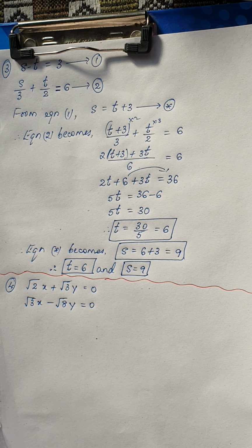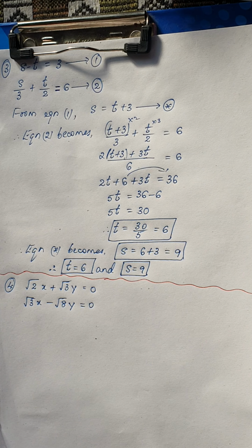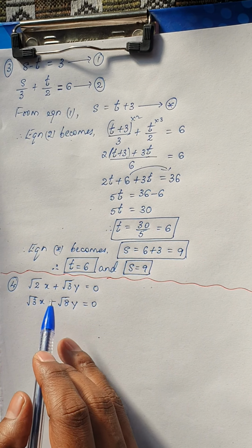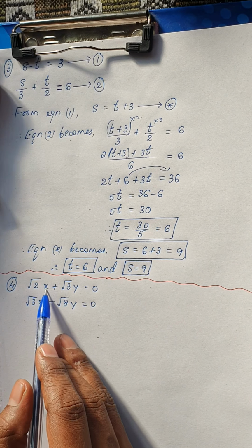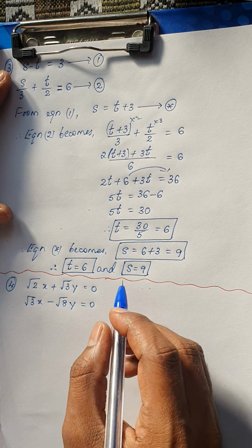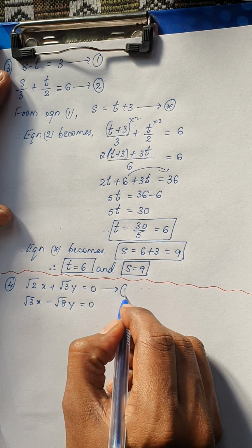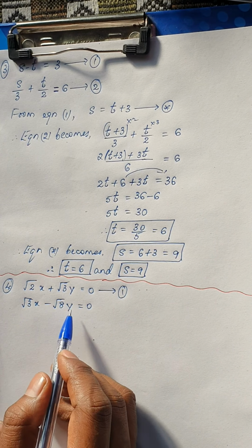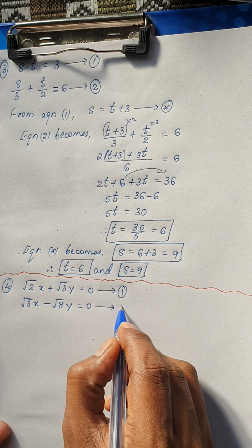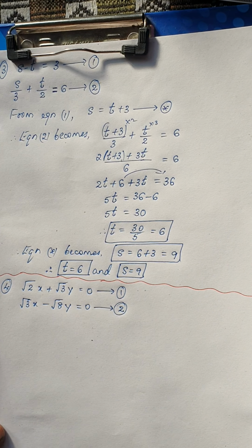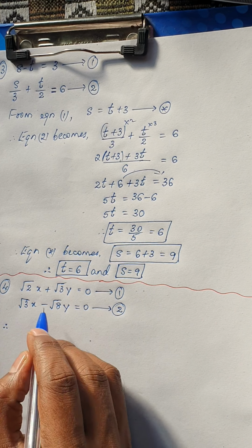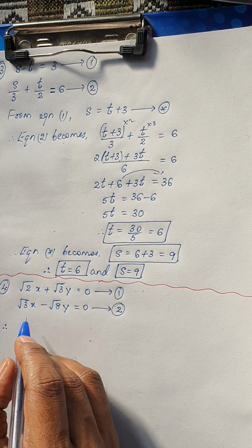Okay, dear students, I am going on to the next question here. This is also an exercise question. I have root 2 x plus root 3 y is equal to 0. He has given it as equation 1. And I have root 3 x minus root 8 y is equal to 0. So let me consider it as equation 2. Okay. Therefore, now because I have negative sign, let me shift this to right hand side.